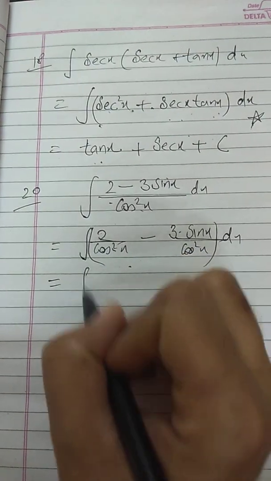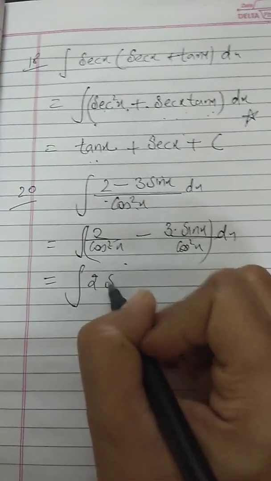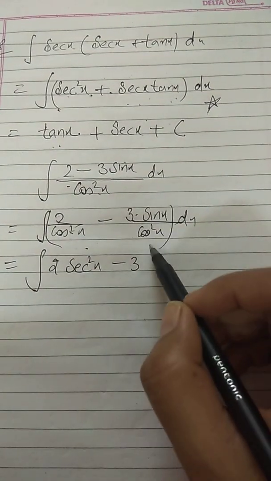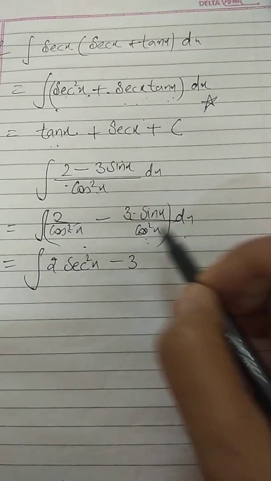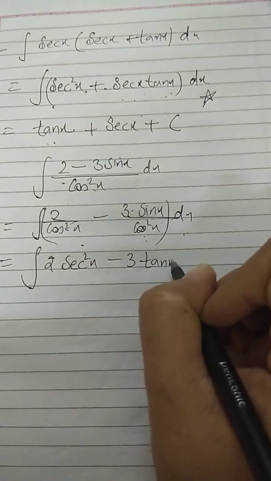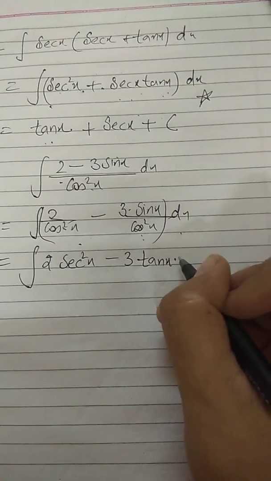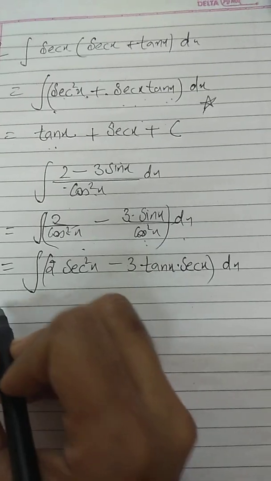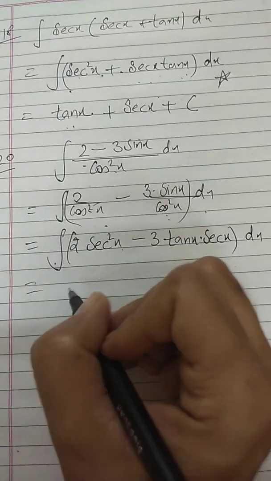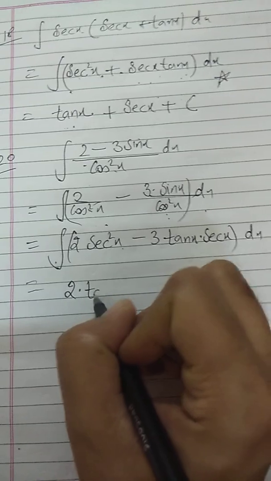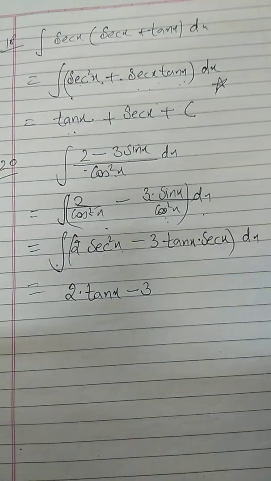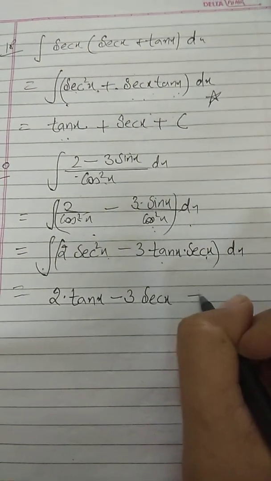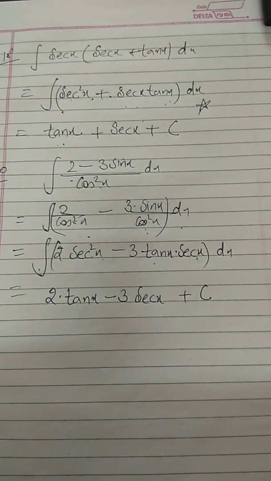So 2 will come as such. 1 by cos square x means secant square x, minus 3 as such. Now we have sin upon cos into cos, so sin by cos will give you tan x, and one cos is left in the denominator, that will be written as secant x dx. And we know integral of secant square x is tan x. This 2 will remain as such, it will be tan x, minus 3 is constant, and integral of secant x tan x is secant x plus constant of integration.